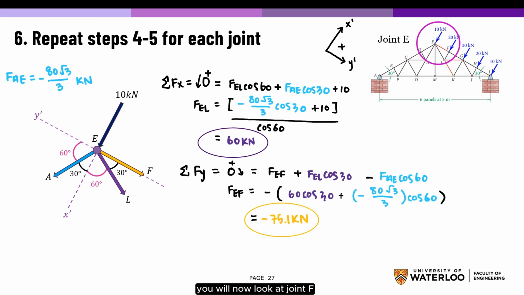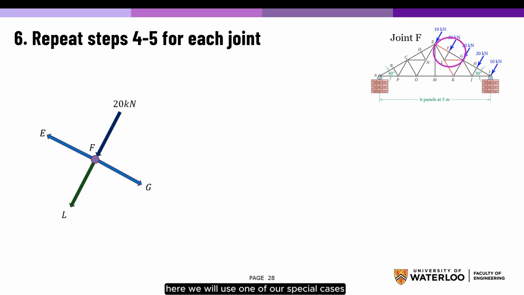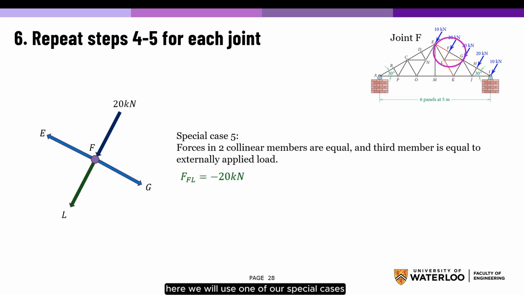We will now look at joint F. Here, we will use one of our special cases. Forces in two collinear members are equal and the third member is equal to the externally applied load. This will give us member FL as negative 20 kilonewtons. This will be used in future analysis.